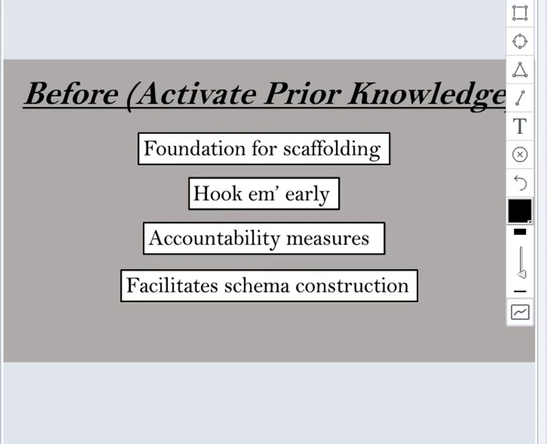So you need to have some sort of activity for every class session that activates the students' prior knowledge, right? It serves as the foundation for scaffolding, both within that one lesson and throughout the course of the semester.